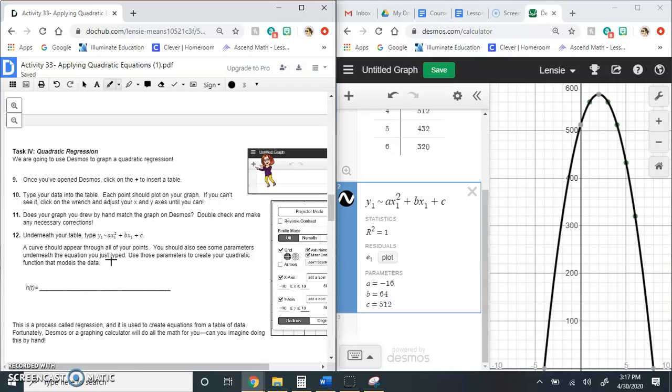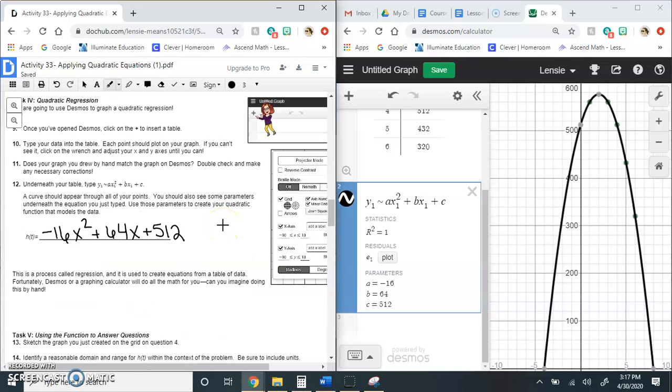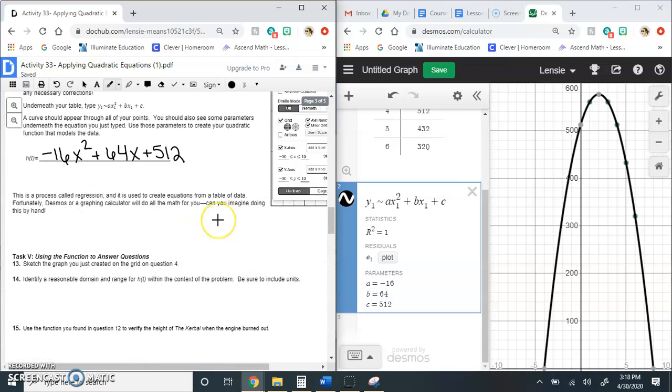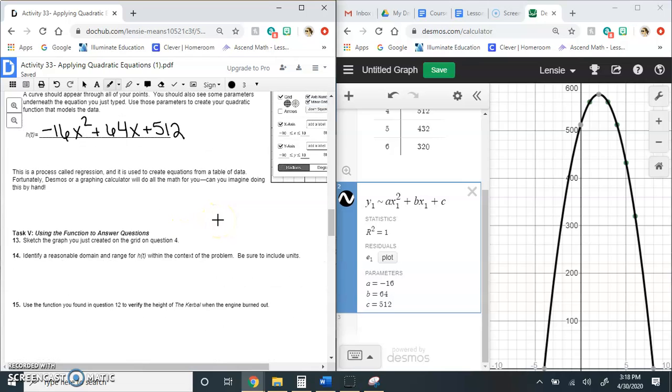So it looks like our a value is negative 16, so it's negative 16 x squared plus my b is 64 and my c is 512. Okay, so there's my function that represents height as a function of time, because your height is based on time.